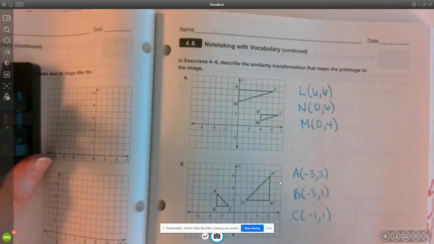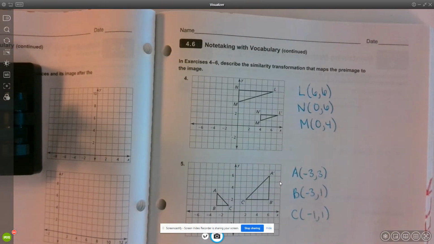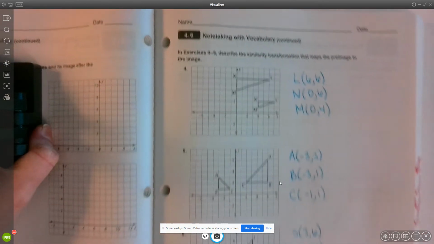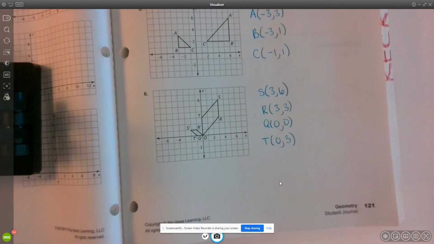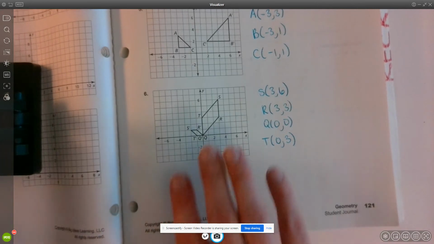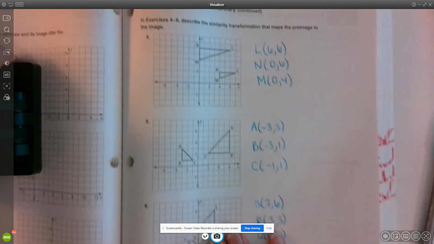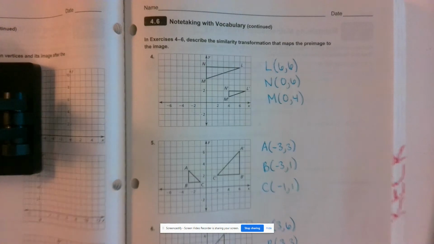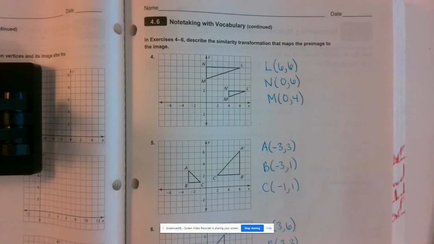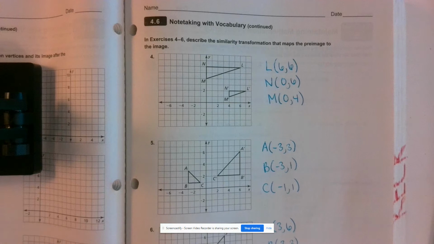In this last video for lesson 4.6, we're going to be working through exercises 4 through 6 on page 121 in our student journal. In these three problems, we have to describe the similarity transformation that maps each pre-image to the image. Looking at all three of these problems, I can tell that a dilation is going to have to occur because there is a size change.